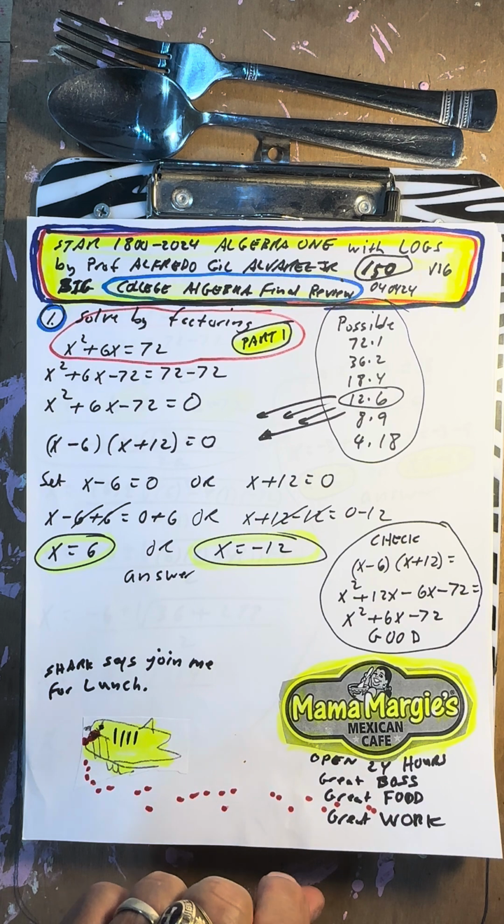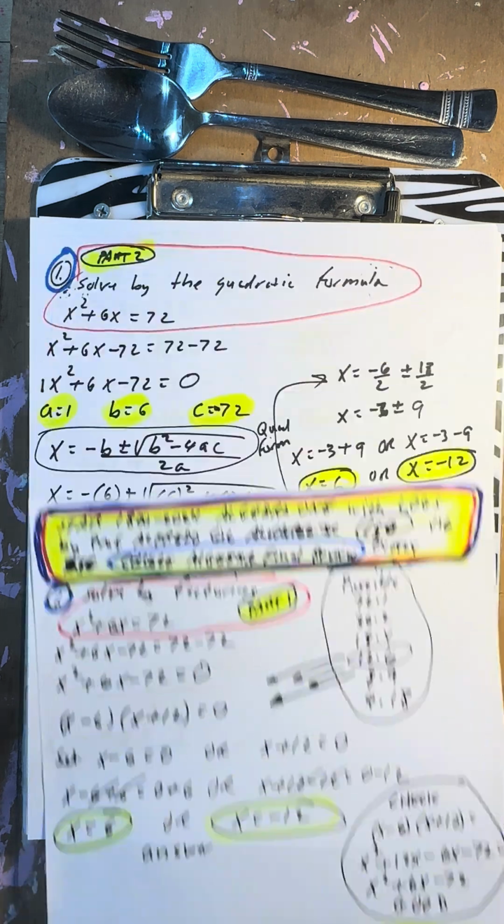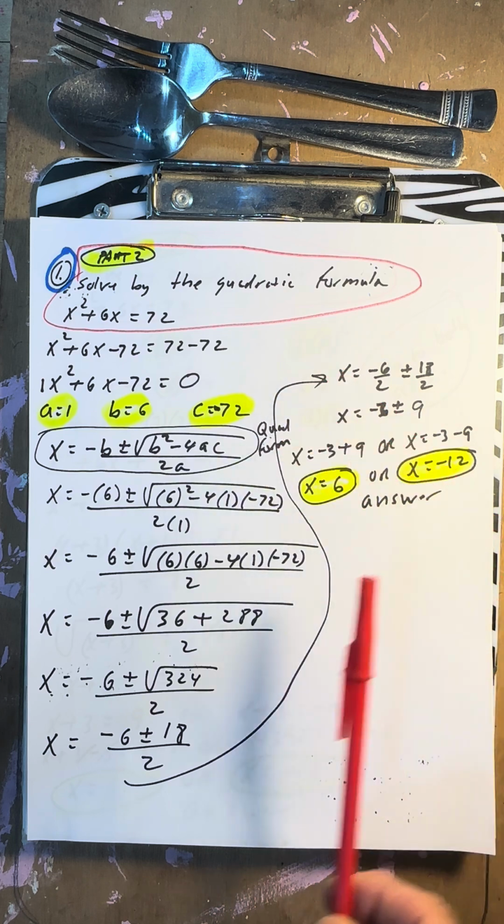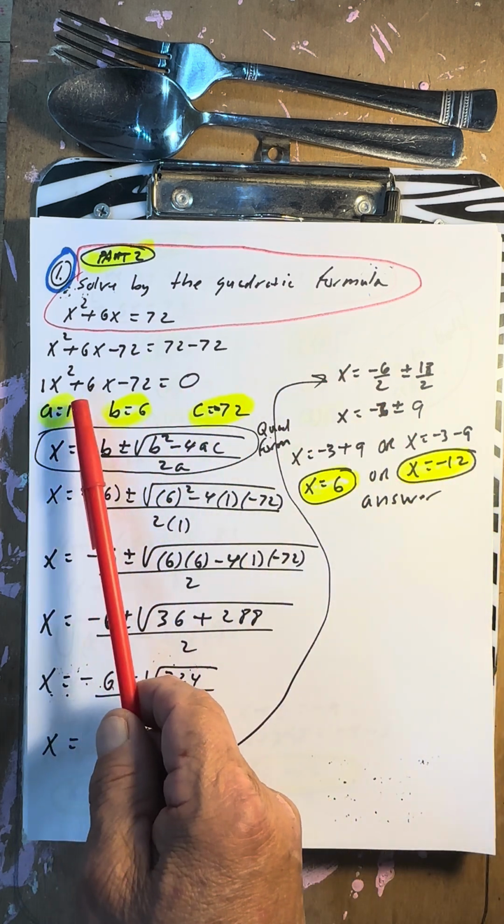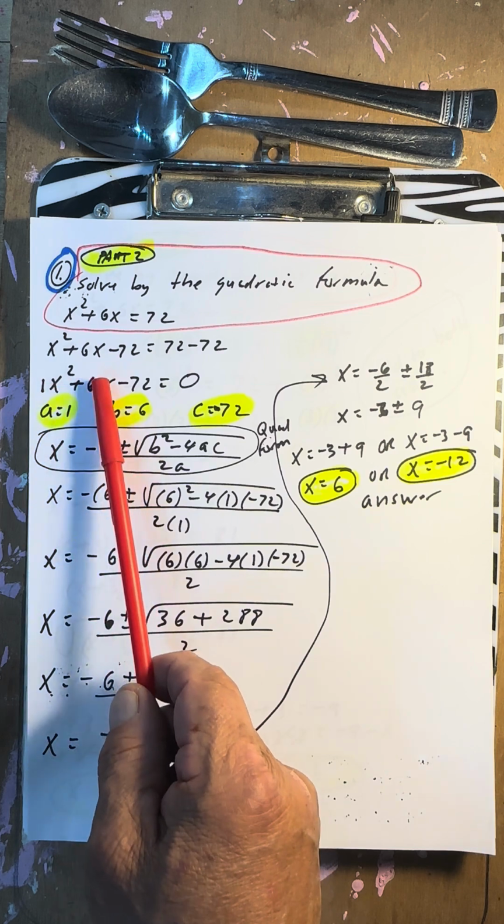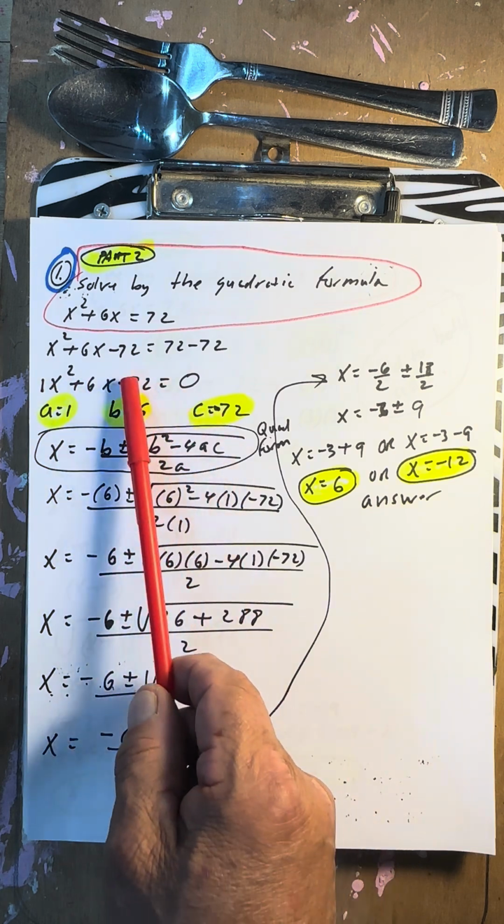All right, so now, same problem, different way. Solve by the quadratic formula. All right, again, I subtract 72 from both sides. And then that was 1x squared plus 6x minus 72 equals 0. A is 1, B is 6, C is negative 72. Right there, see a negative?